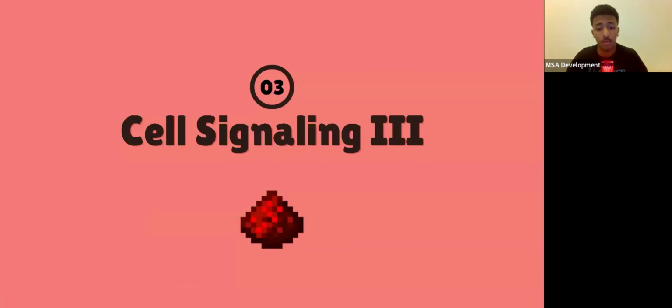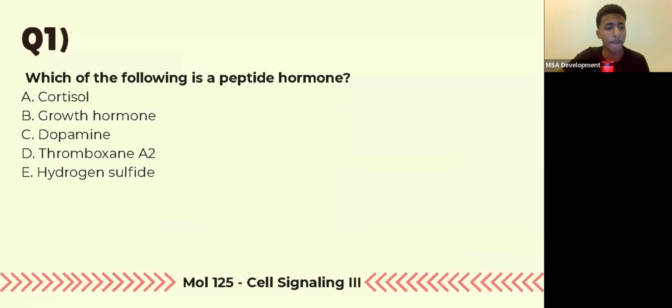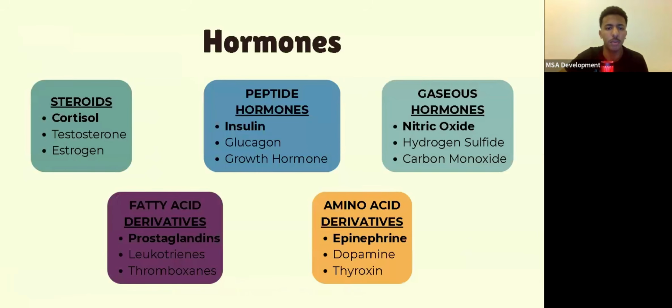This is cell signaling 2, very quick, very easy. Now for cell signaling 3, we have 8 questions. Which of the following is a peptide hormone? A, B, C, D, E. Okay, 3, 2, 1. Let's explain.